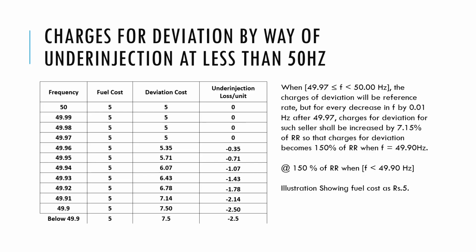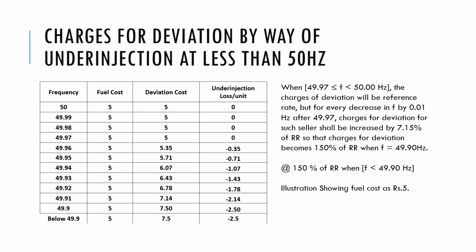in that case, he neither has to pay any penalty nor will he get any incentive. Meaning if he's under injecting at a lower frequency, at 49.96, he doesn't have to pay any penalty, and if he's supporting the grid at 49.96 frequency, he will not get any incentive. So it was like no gain, no loss. The frequency band is given so that any deviations occurring because of any schedule change can be taken care of.